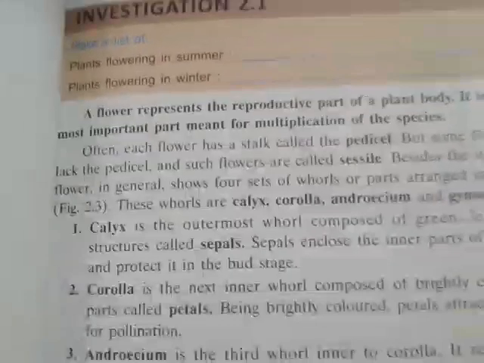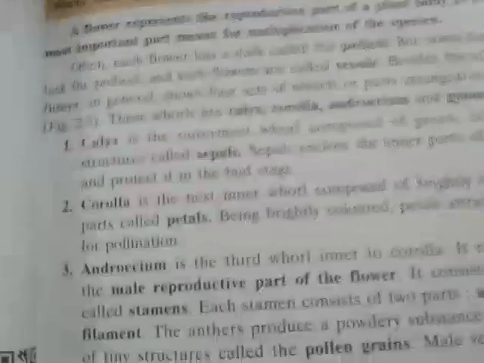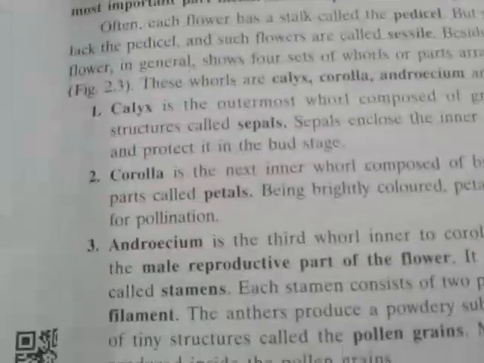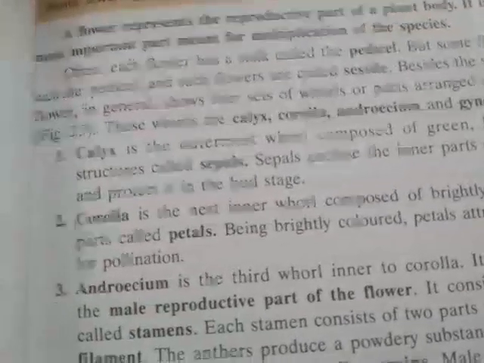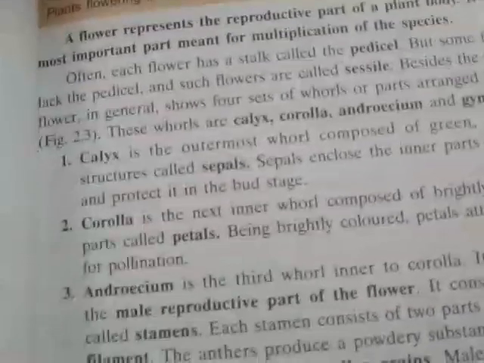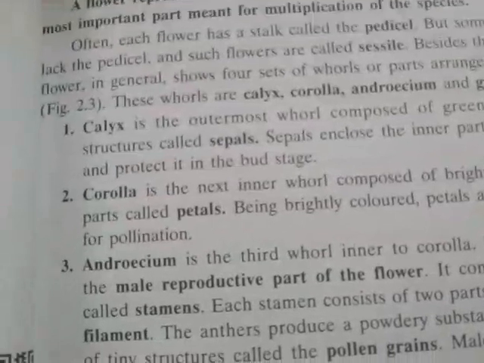Okay, so one by one I will discuss the four parts. First is calyx, second is corolla, third is androecium, and the fourth is gynoecium. Remember, the androecium is the male reproductive part of the flower, and gynoecium is the female reproductive part of the flower. Okay, so what is calyx?